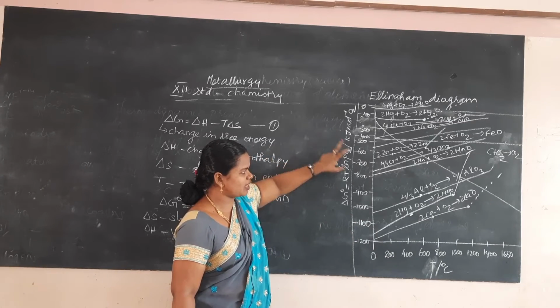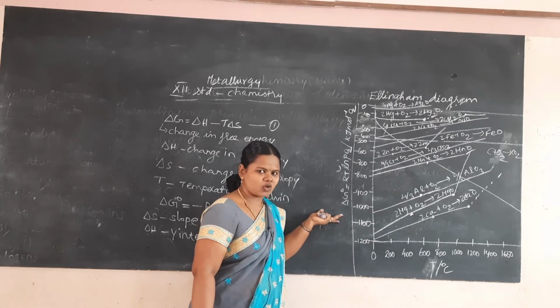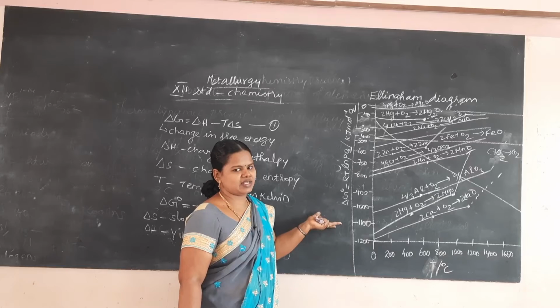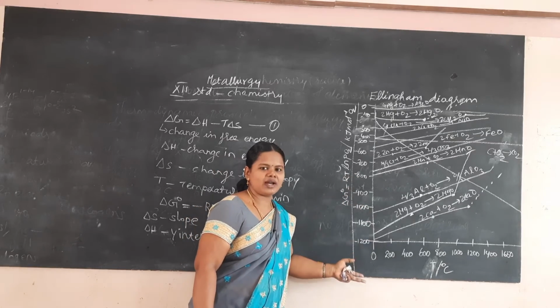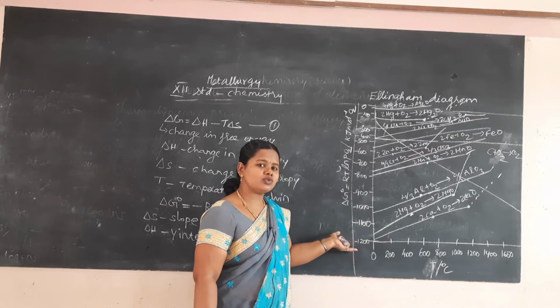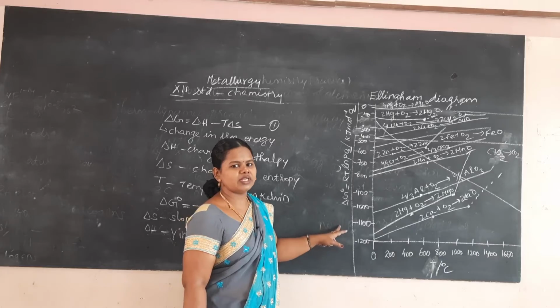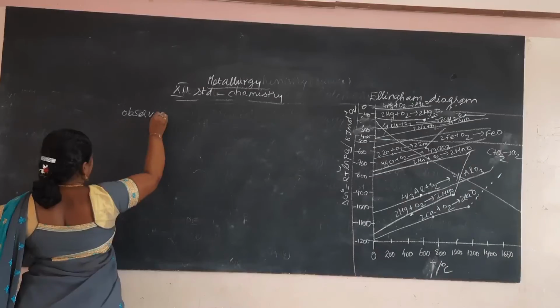So he has plotted temperature on the x-axis and del G naught on the y-axis. With this plot he got a straight line, and in that straight line del S is the slope and del H is the y-intercept. From this he is able to arrive at the different reducing agents that can be used for different processes. This is the introduction to the Ellingham diagram.